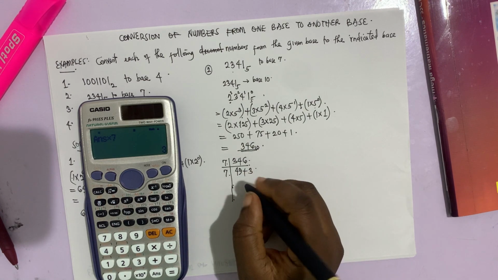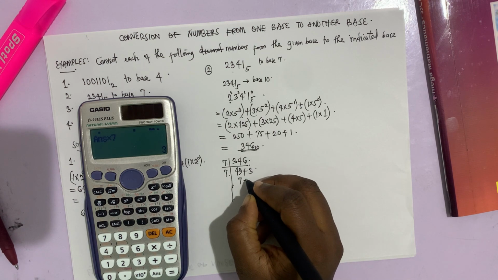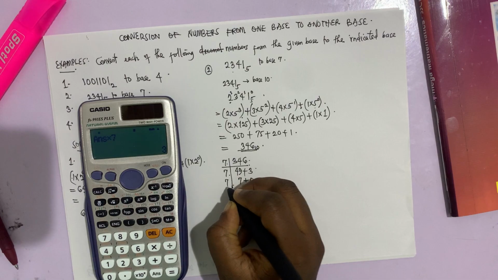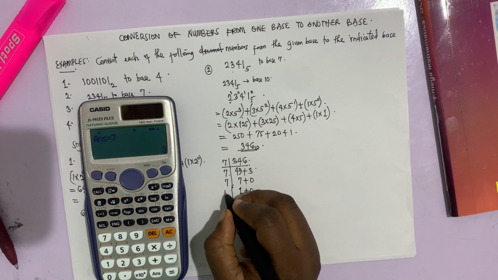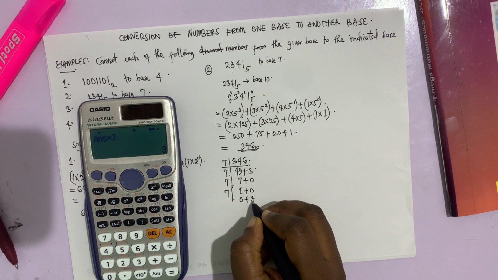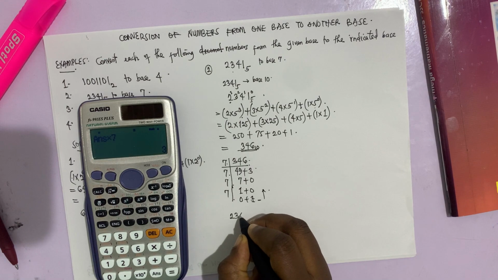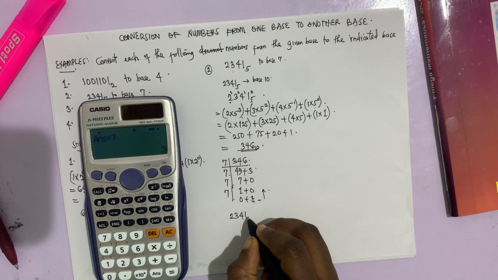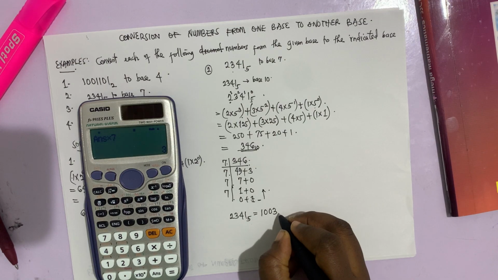7 divided by 49 will give us 7 plus 0. 7 divided by 7 is 1 plus 0. 1 divided by 7 is 0 plus 1. Record the remainders. So 2341 base 5 will give us 1003 base 7.